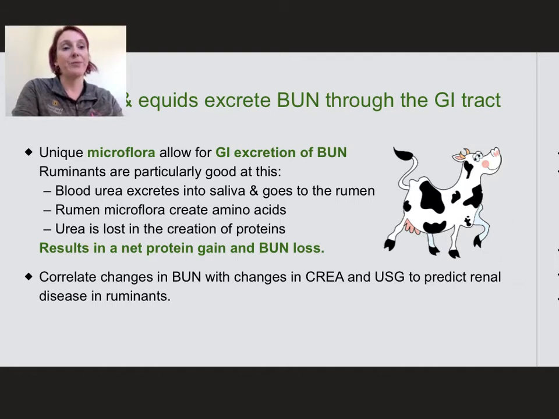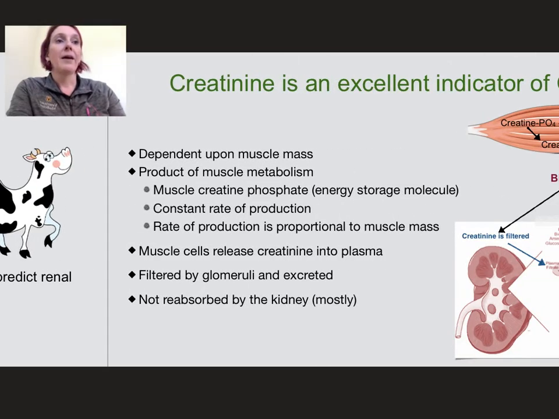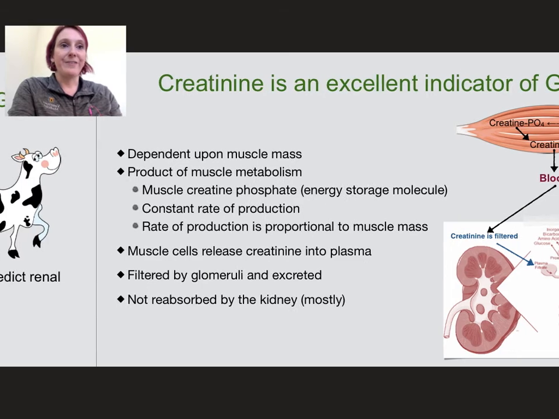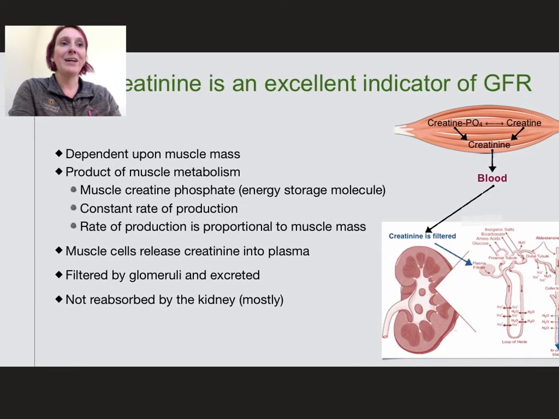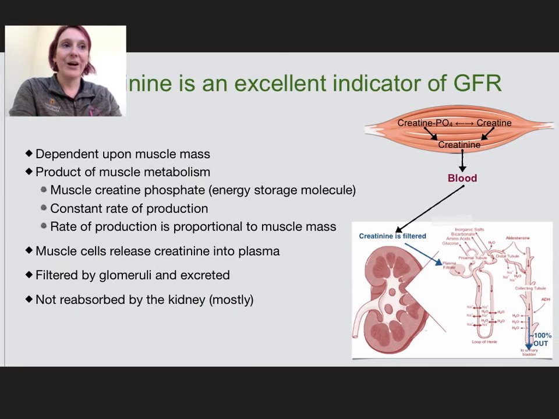So in our large animals, we concentrate a lot on creatinine in particular and urine-specific gravity, and we put a lot less emphasis on BUN. A little bit more in our small animals. Creatinine is sort of our go-to, and I know you've encountered this in physiology already. Creatinine is an excellent indicator of GFR.